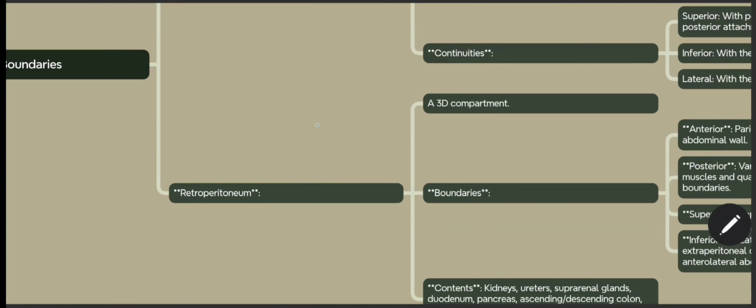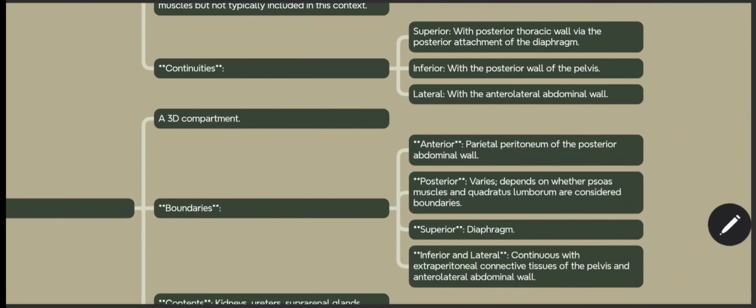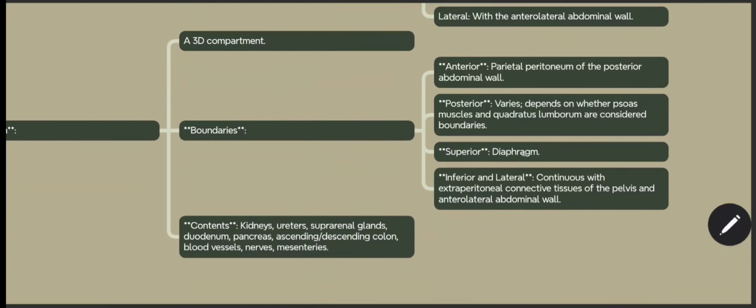Now, regarding the retroperitoneum, it's a 3D compartment. What are the boundaries of the retroperitoneum? Anteriorly, the parietal peritoneum of the posterior abdominal wall. Posteriorly, it depends on the psoas muscle or the quadratus lumborum muscle, and superiorly we have the diaphragm, and inferiorly and laterally it's continuous with the extraperitoneal connective tissue of the pelvis and the anterolateral abdominal wall.